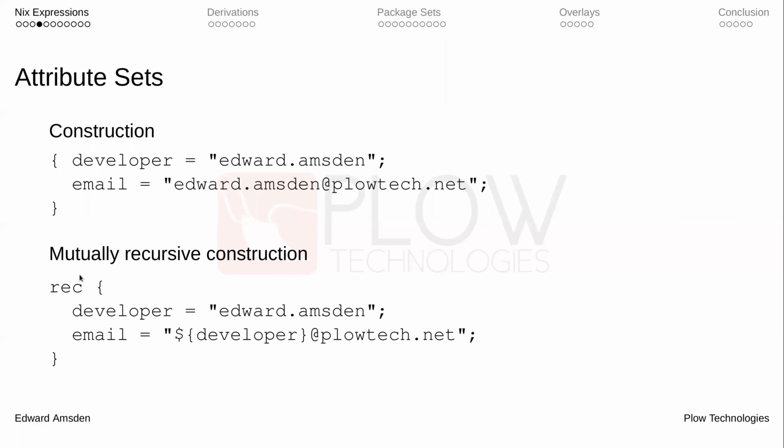You can also put the rec keyword in front of your open brace, and what that will do is make each of the names in scope for the values everywhere else. So here, developer again is Edward.Amson, but instead of saying Edward.Amson TeleTech.net, I just quote that value into the email string.